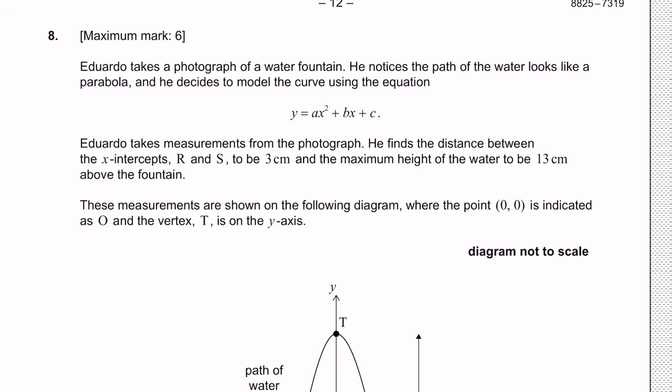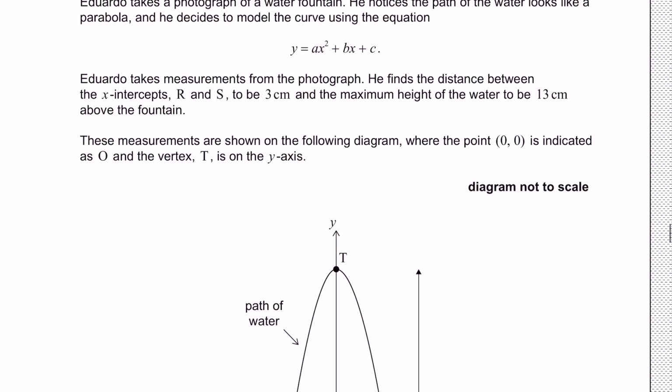Question 8. Eduardo takes a photograph of a water fountain. He notices the path of the water looks like a parabola, and he decides to model the curve using the equation y equals ax squared plus bx plus c. Eduardo takes measurements from the photograph. He finds the distance between the x-intercepts r and s to be 3 centimeters and the maximum height of the water to be 13 centimeters above the fountain.